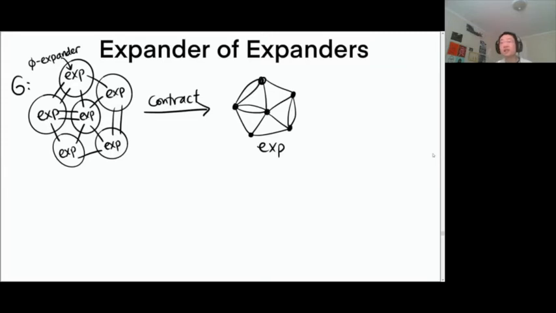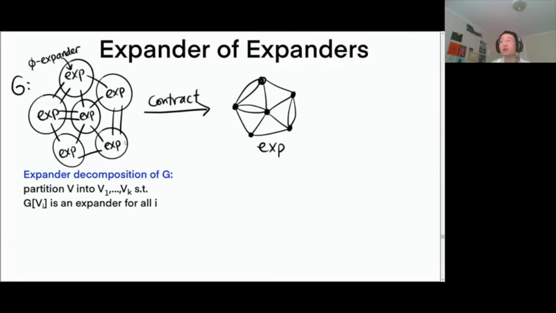This is essentially the next step towards the full generalization to all graphs from an expander. So what does it mean for a graph to be an expander of expanders? Suppose we partition the vertices of the graph into induced expanders, where each expander I think of as a phi expander, where phi is some parameter. And now, suppose we contract each of the expanders into a single vertex. Then the resulting graph is also an expander. So that's what it means to be an expander of expanders.